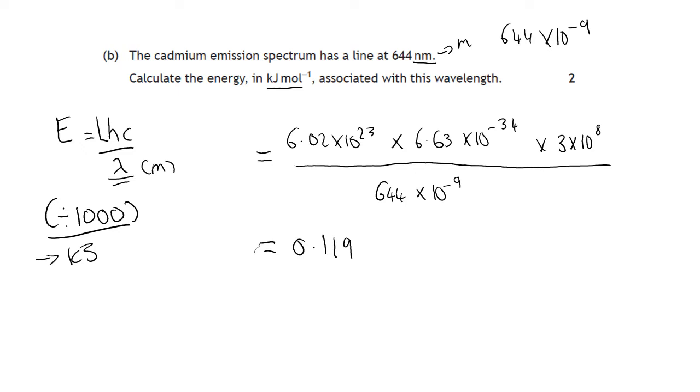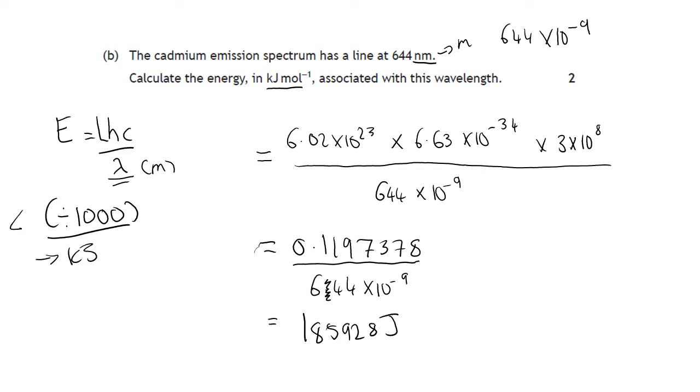0.1197378. That number should be familiar to you. Now, when we divide that by 644, that gets us 185928 joules. And remember, we divide by 1,000, which gets us 186, rounded to the nearest whole number because we had whole numbers there, kilojoules per mole, and that is our answer.